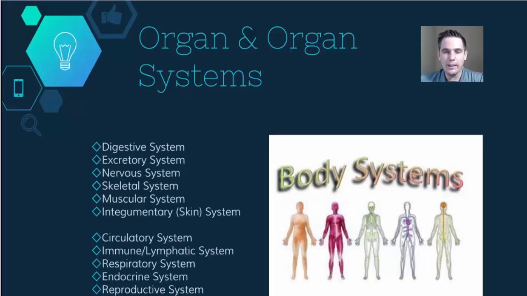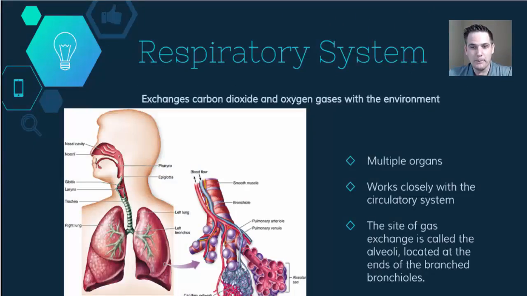In this video, we're not going to spend a lot of time talking about all the different kinds of organ systems, but just know that there are many working in your body all at the same time and often interacting with each other. For example, the respiratory system. The respiratory system exchanges carbon dioxide and oxygen gases with the environment. So carbon dioxide and oxygen coming in, going out. Your respiratory system manages that.